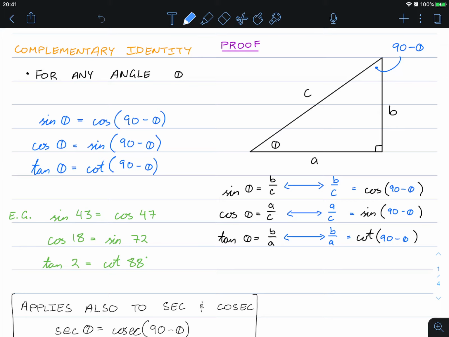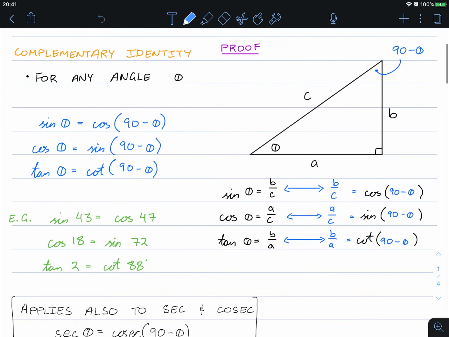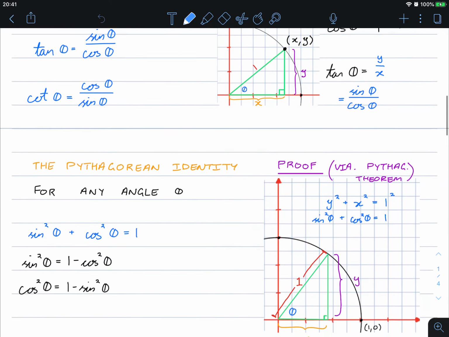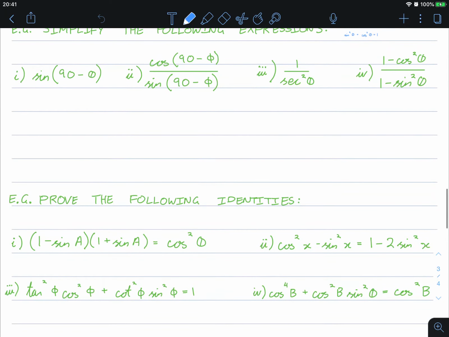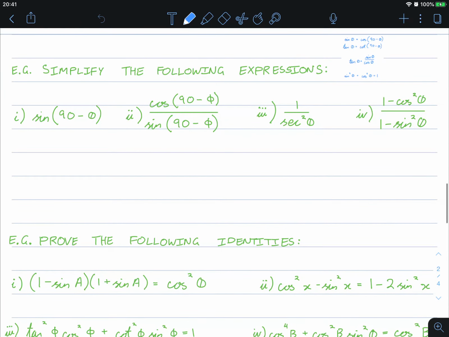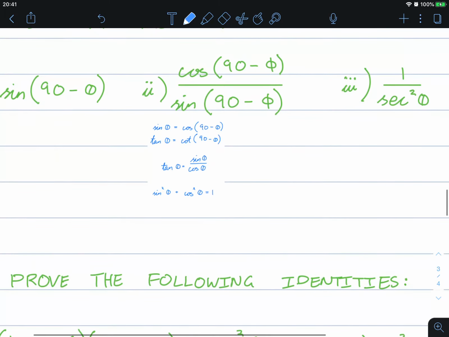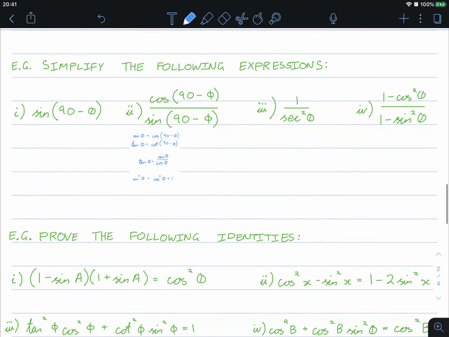Hello class, this is a continuation on further trigonometric identities part 1, and in this video we're going to apply these identities that we've gone over into a few problems involving the utilization of identities. I've actually put a little mini cheat sheet here for me and for you also, so it'll assist you in memorizing these identities. So let's get straight to it and do some of these examples.